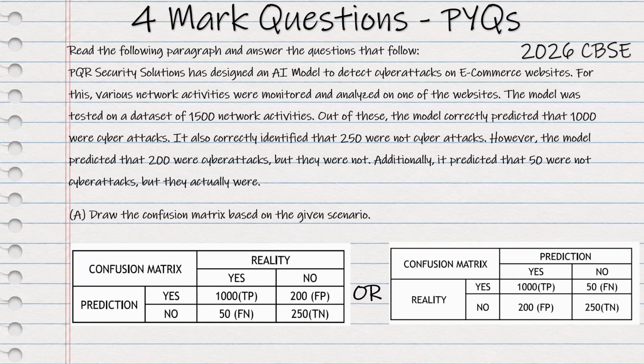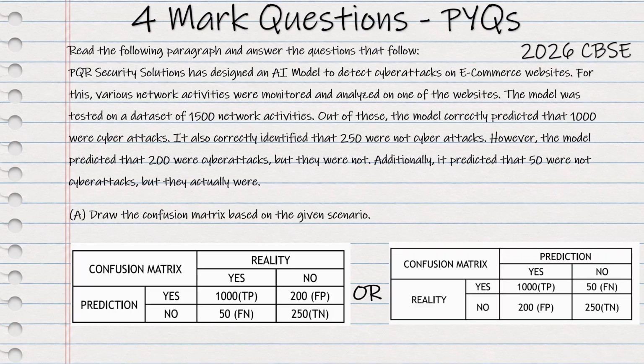This is a 4 mark question and here you have been given a case study. Read the following paragraph and answer the questions that follow. PQR Security Solutions has designed an AI model to detect cyber attacks on an e-commerce website. For this, various network activities were monitored and analyzed on one of the websites. The model was tested on 1500 network activities. So my total cases are 1500.